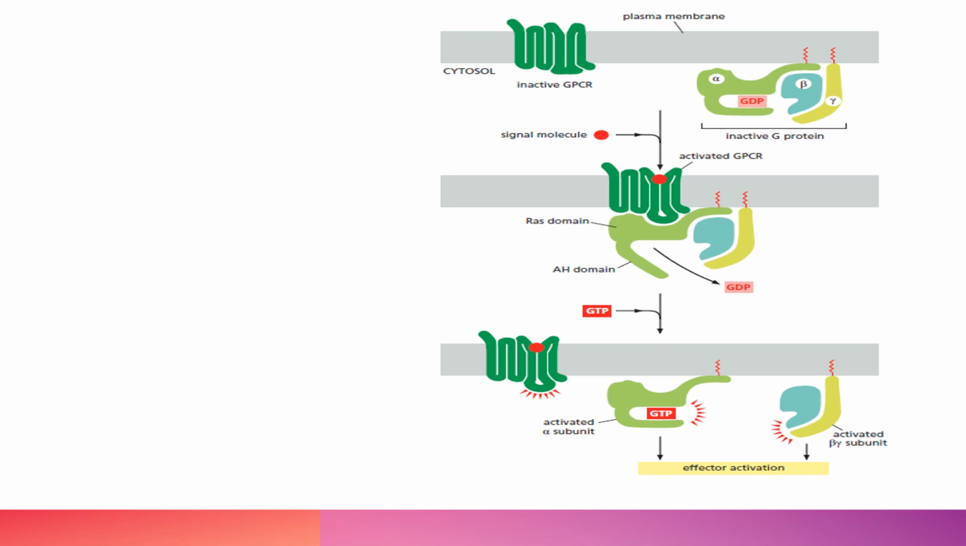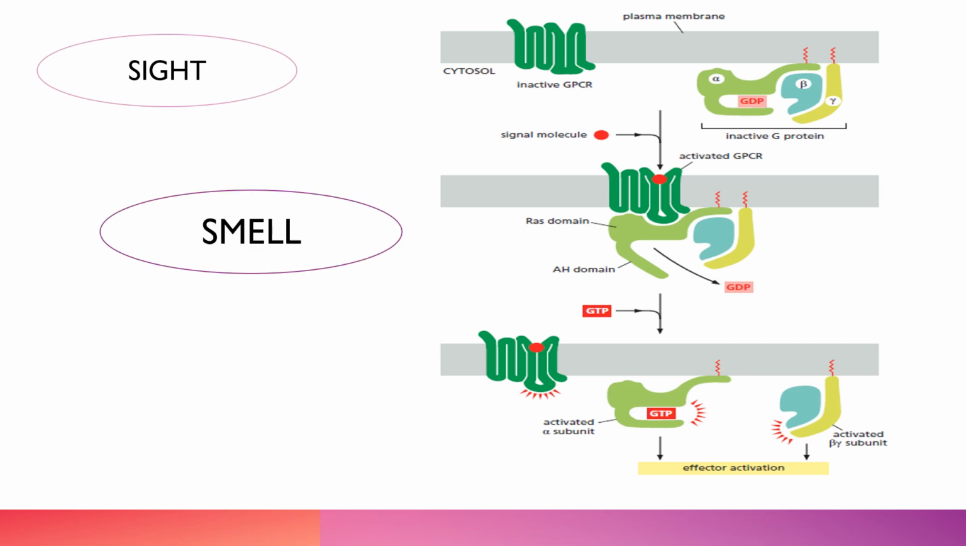Now the G proteins are responsible for sight, smell, and taste. Okay, now let's have a look at how GPCRs actually look. So this is a typical example of the receptor which is embedded in the surface of what? In the surface of the plasma membrane. So you can see this is an inactive GPCR because there is no signaling molecule bound to this receptor. Now you can see that this is the receptor and this is the G protein.